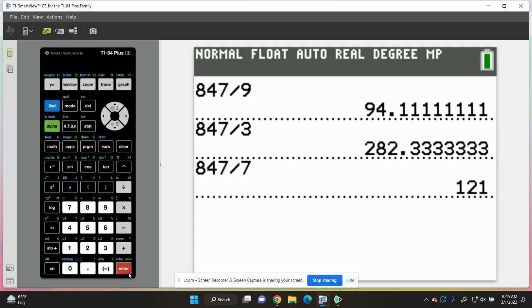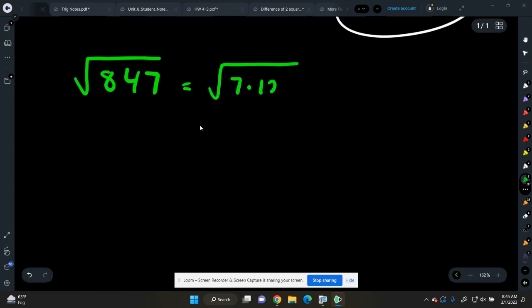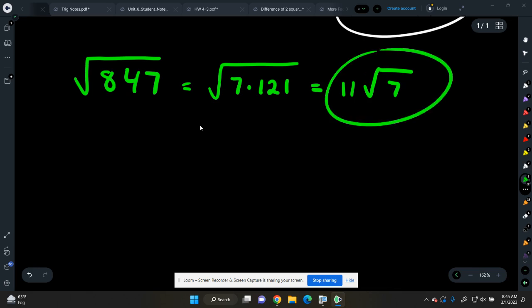Okay, 7 worked, and that's a nice number. Square root of 7 times 121. Square root of 121 is 11. And we're done. So this is easy when I do it because I'm pretty good with numbers, right?